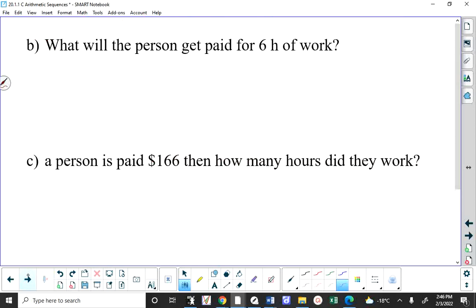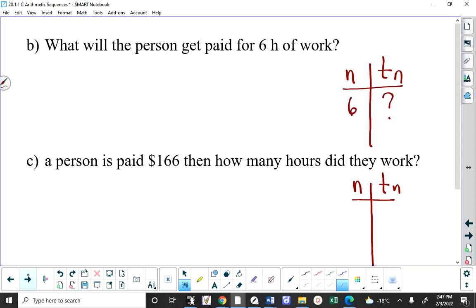A. What will the person get paid for 6 hours work? Before we actually answer that, and I know it's not a difficult question, but I also know, because I've been doing this a long time, that people get confused between n and Tn. They get that mixed up. When you look at question B, the question is giving you n equals 6 and asking you what Tn is. When you look at question C, the question is giving you Tn and asking you what n is.